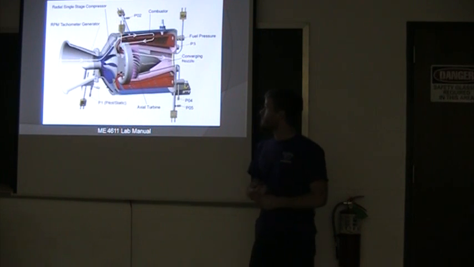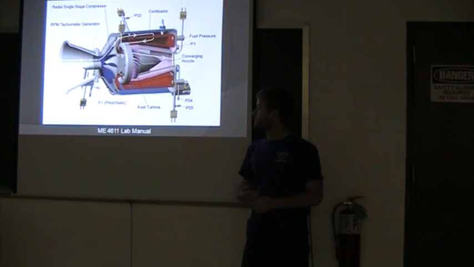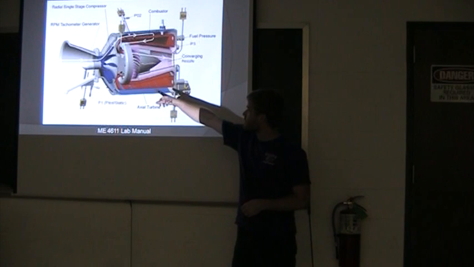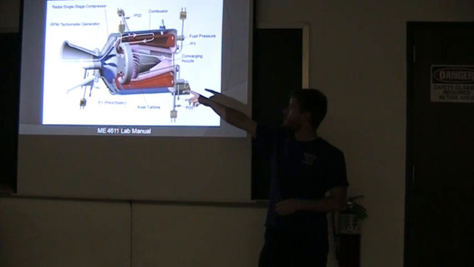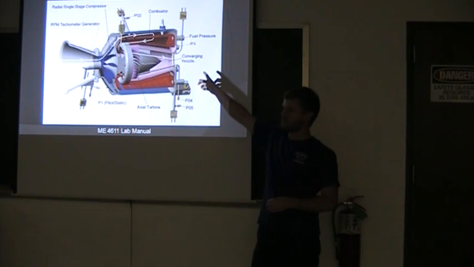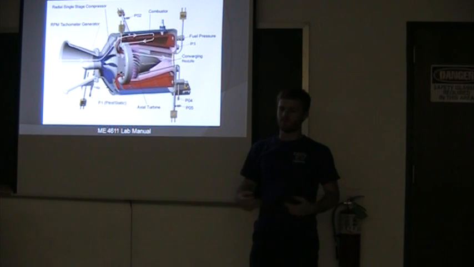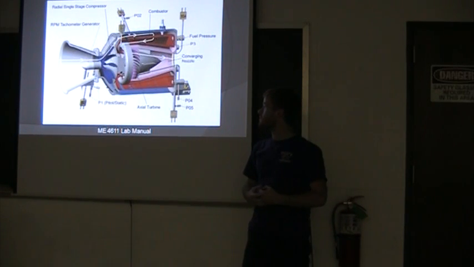This is the apparatus for our experiment. The gas enters over there and goes through the compressor, and then it goes into the combustor where it's combined with fuel and ignited. Then these combustion products pass through the turbine and are expanded, and the exhaust from there goes out of the convergent nozzle at a pretty high speed.